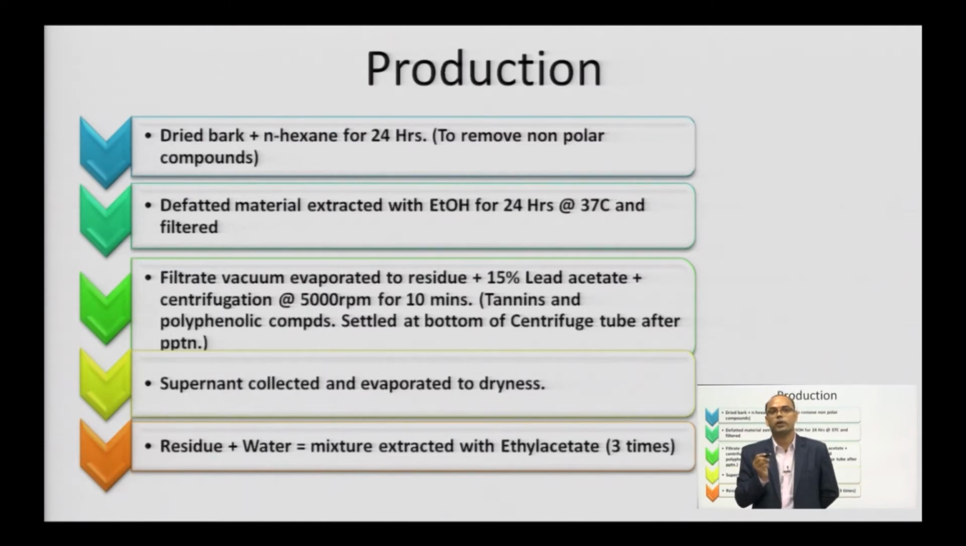The filtrate is vacuum evaporated to the residue, and to the residue we add 15% lead acetate to remove the tannins and phenolic compounds. The mixture is then centrifuged at 500 rpm for 10 minutes. After 10 minutes, the tannins and polyphenolic compounds settle at the bottom of the centrifuge tube and you can utilize the supernatant liquid. The supernatant liquid is collected and evaporated to dryness.